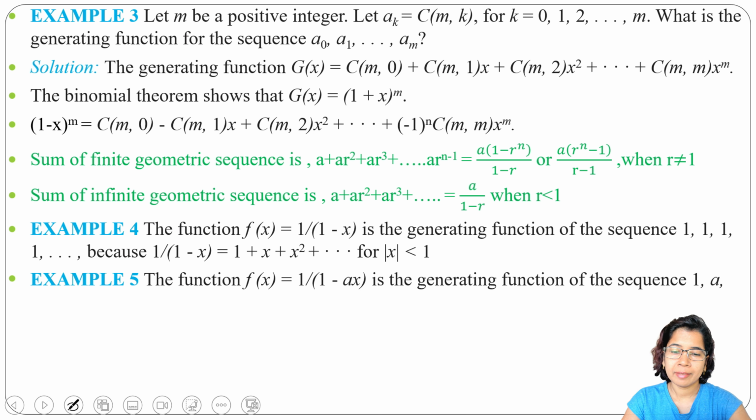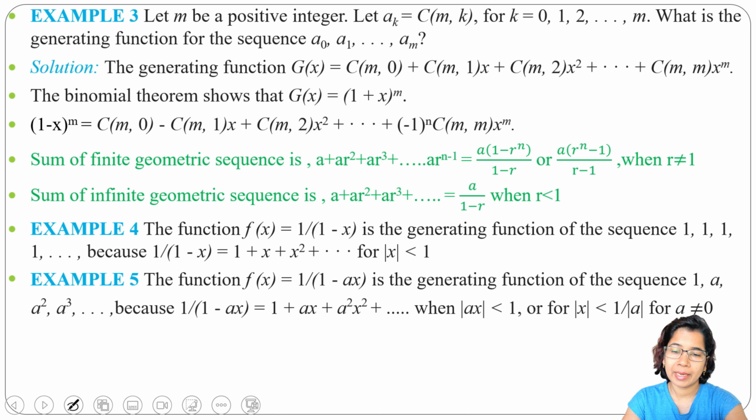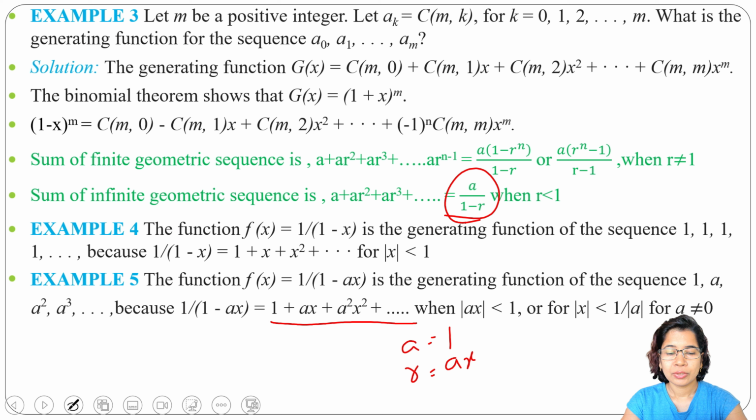Next, example 5: the function f(x) = 1 divided by (1 - ax) is the generating function of the sequence 1, a, a^2, a^3. Now this is our sequence, right? So here a equals 1, and what is r? r equals ax. Every time we are multiplying by ax. This is our geometric sequence, okay? So the sum will be a divided by (1 - r), so 1 divided by (1 - ax).